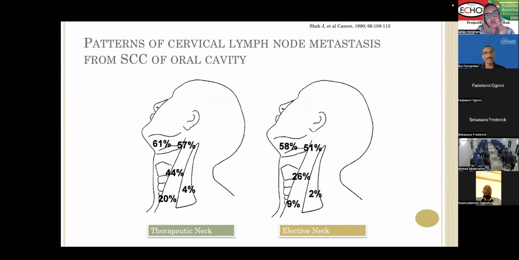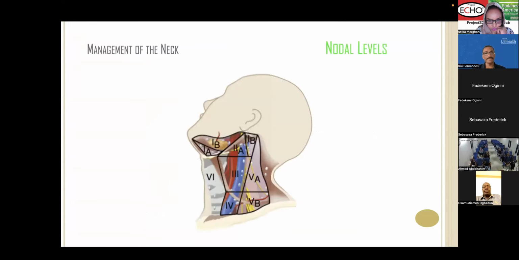When you look in terms of the patterns of the location of nodal disease, we know from the oral cavity, they tend to be on the higher levels, so level 1 and 2. The vast majority of the nodes are located within that site, and as you go down further to level 4, the probability of having nodal disease there is less than 10%, which then dictates that most of the time you don't have to go to level 4, and seldom do we have to go ever to level 5 to do a neck dissection.